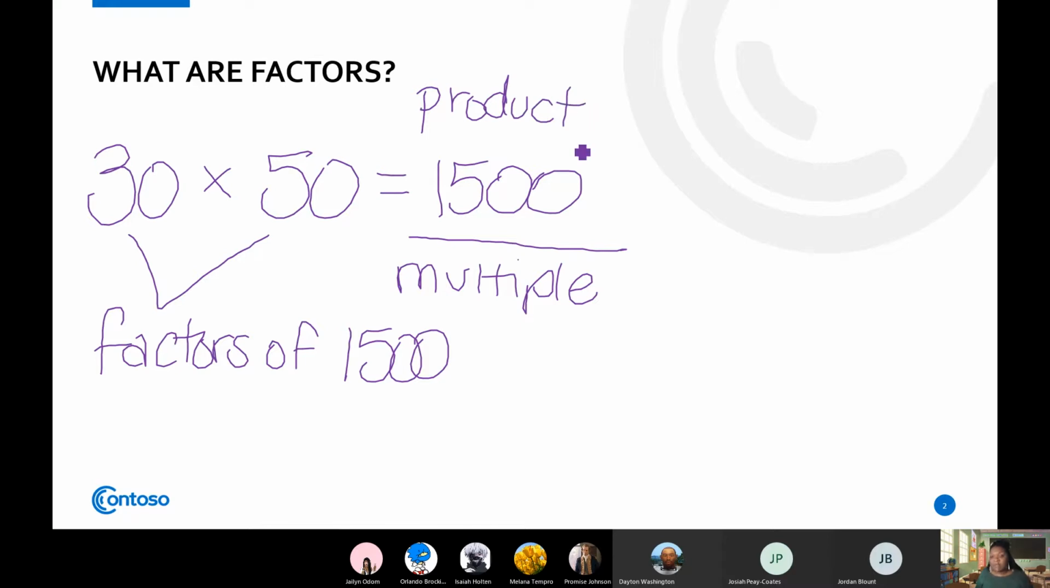A really easy way that Miss Neville always remembered it when she was in 6th grade math is that multiples were always going to be larger than their factors. Multiples are going to be larger than their factors.